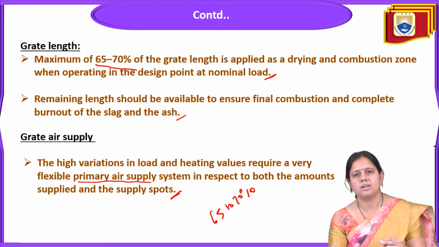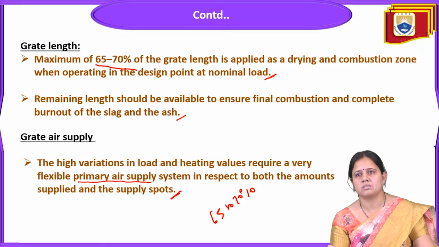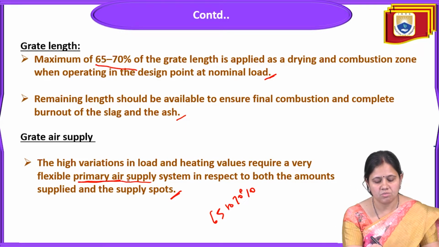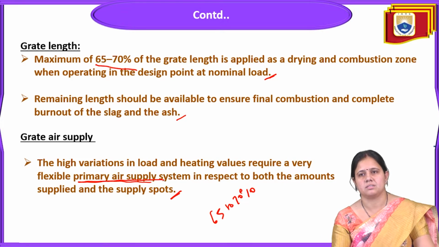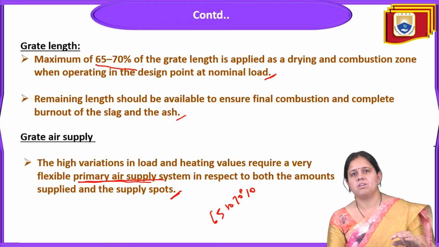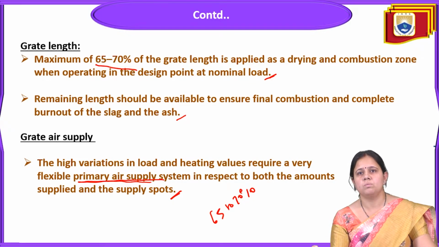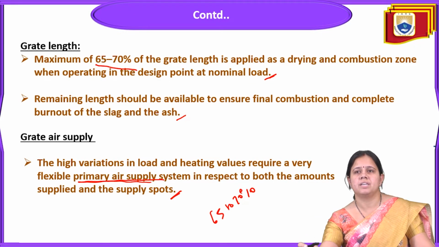In the grate air supply, the high variation in the load and heating values requires a very flexible primary air supply system, with respect to both the amount supplied and the supply spots. In this way, the grate air supply will work. Grate length and grate air supply are the two main important points while designing this moving grate incinerator.